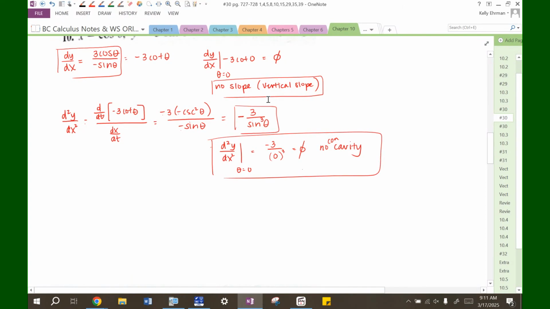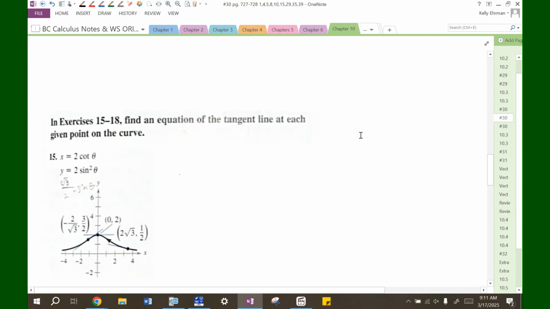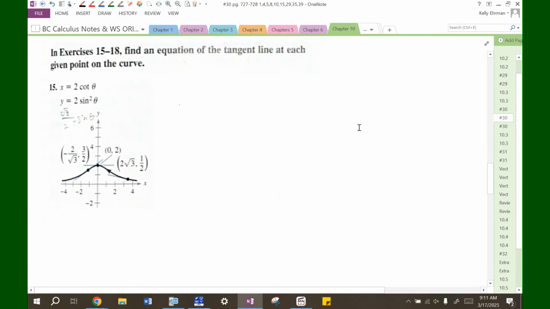Okay. All right. Next section. Find an equation of the tangent line at each given point on the curve. So see how they give us 3 points here? We need to find dy dx at each of those. All right, so the first thing I want to do is, let's just start with the first one here. So we've got this point, negative 2 over radical 3, 3 over 2.